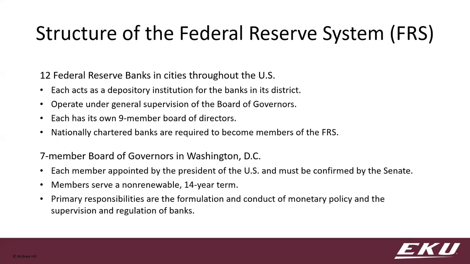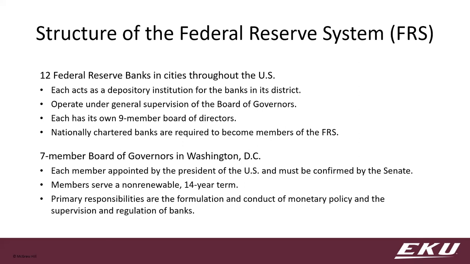Okay, then the Federal Reserve System, we have 12 Federal Reserve banks, right? And they're located in various cities. I'll show you a map on the next slide. So they act as a depository institution within their district, and I'll show you a map of these districts. There's a board of governors that oversees this, but each bank has its own board of directors, right, to manage what's going on within that particular bank.